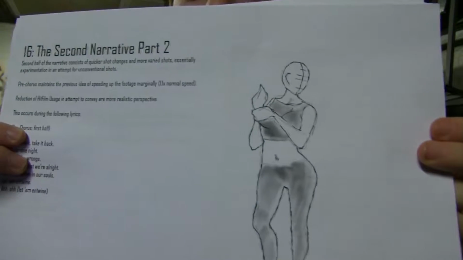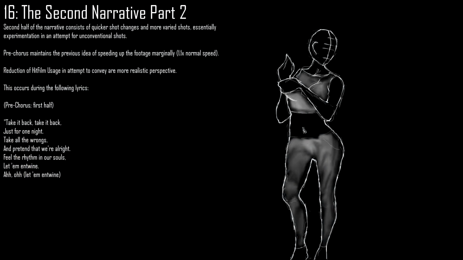Number 16, the second narrative, part 2. So again, similar methods to what was used during the first narrative. In the second part, we're going to slightly increase from normal speed, so 1.1, 1.2 times speed. There's going to be a reduction of hit film usage in an attempt to convey a more realistic perspective, and again this is going to last until the next chorus.